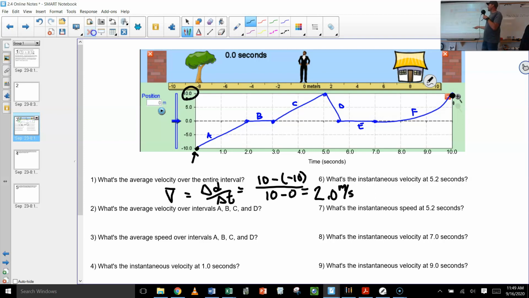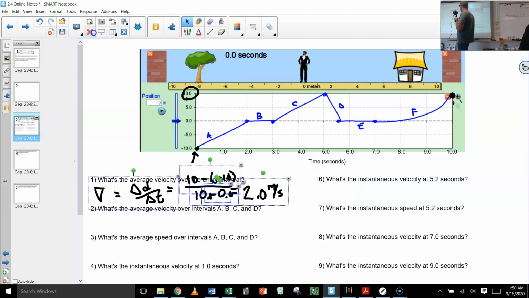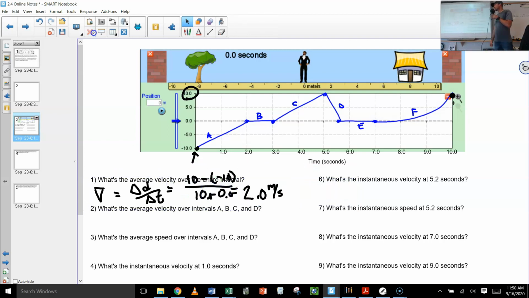I'm being kind of flip about my significant figures in my problem, which I should be doing a better job of. So it should be 10.0 minus 0.0 and 10.0 minus -10.0. So using 2 significant figures throughout this whole thing, my average velocity over this entire interval is 2 meters per second. So I'm just going to squeeze that back over there so I can get out of the way.